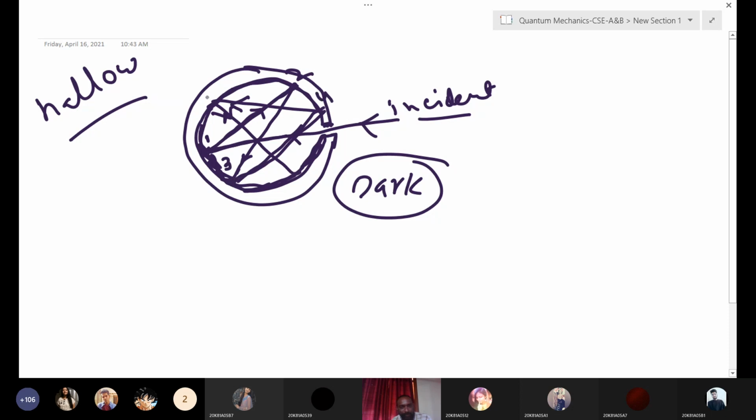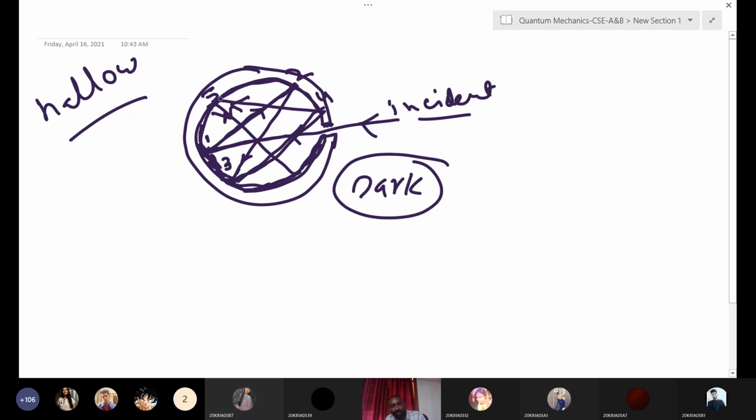Like that, at different positions, a portion of the light will be absorbed. Finally, at the end, we don't have any light to reflect back. Total light is absorbed within the material. Once that light is absorbed completely, it looks like a dark color. That is a black body, and we are calling it dark. That is just an example.